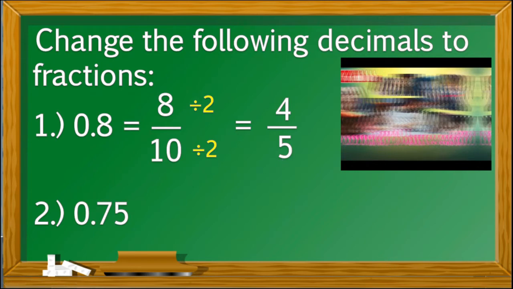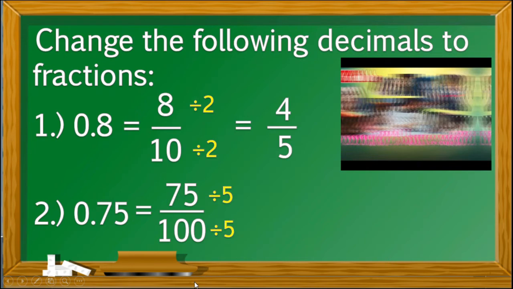Yung number 2. So, 75 ang whole number niyan. Dalawang digit. So, ayan yan. Since dalawang digit, yung denominator nyo magiging 100. Dalawa ang 0. Okay? So, divided by 5. Both the numerator and the denominator. 75 divided by 5 ay 15. 100 divided by 5 ay 20.